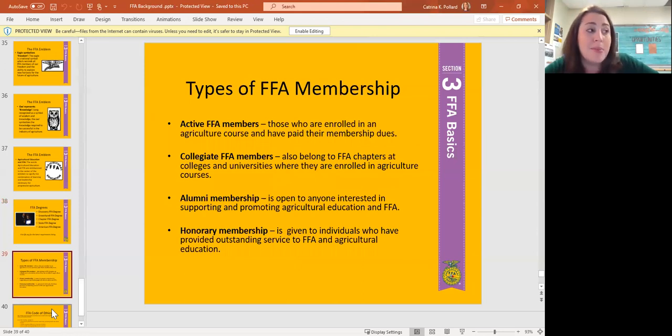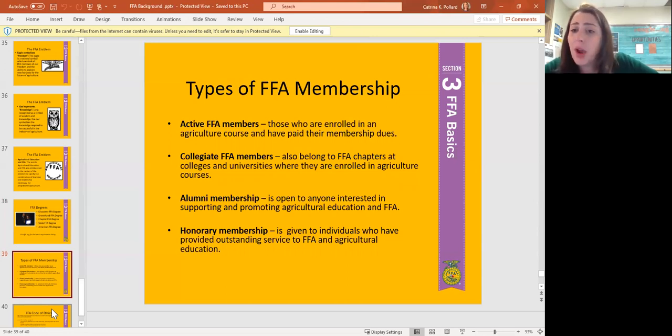All right, so types of membership. The first type, this is on the quiz. Did I mention this is on the quiz? This is on the quiz. All right, so active. If you are in FFA, you're an active FFA member. Collegiate kind of sounds like college. It's when you're in college.